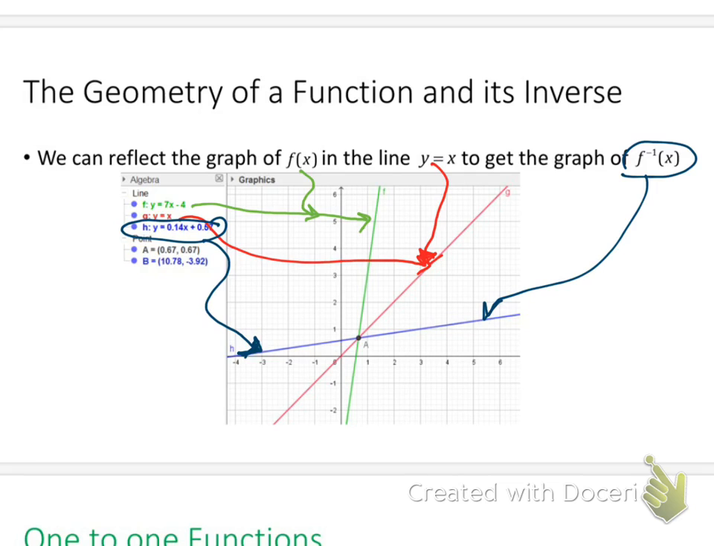Okay, but graphically, I didn't have to have an equation. As long as I had a graph of my original function, if I simply reflect it over the line y equals x, I will get a graphical representation of the function that happens to be the inverse.